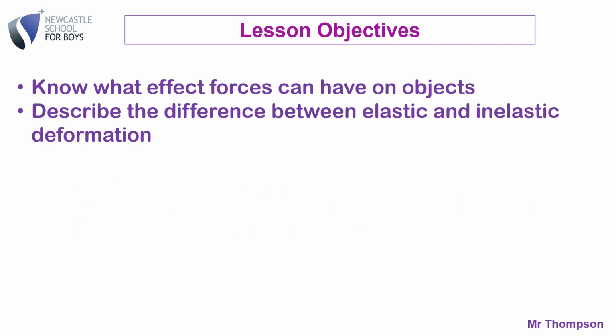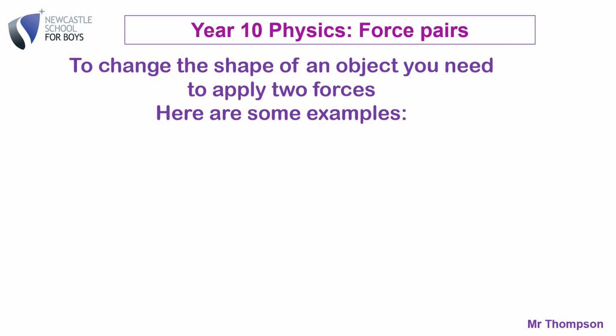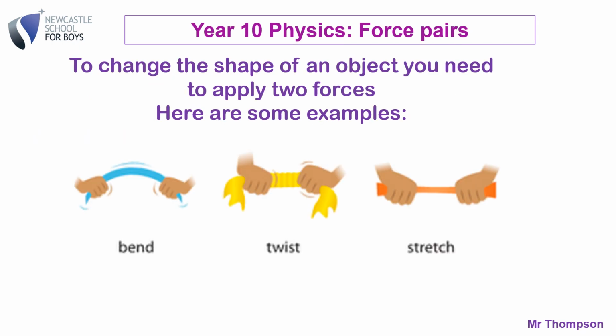Okay, so the first two first, the effects of a force. Quite simple, the easy bit first. To change the shape of an object, you need to apply 2 forces. Here are some examples. I'd like you to pause it and write these in your book. You can see that the bending, twisting or stretching involves 2 hands. You can't do it with just one. You need 2 forces, a pair of forces.